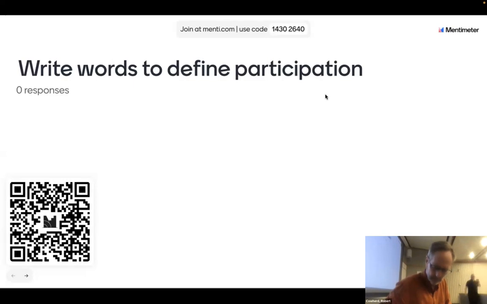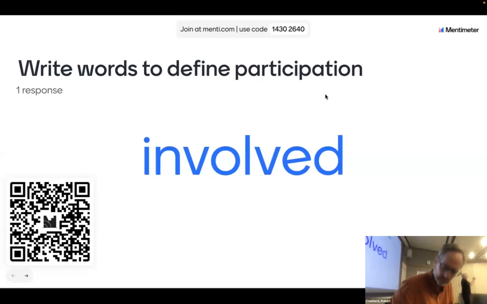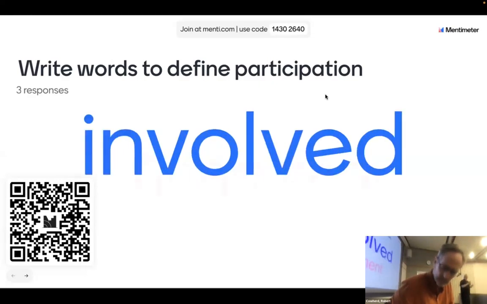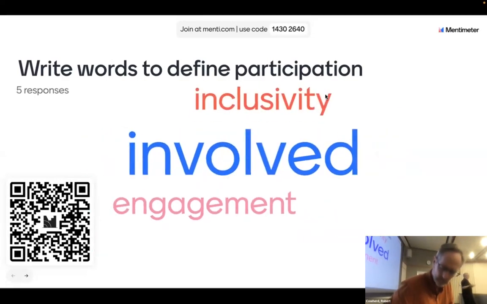So please go to www.menti.com and put in that code or scan that QR code. You can put in any number of words. I just ask you to put just single words, not sentences. And try to spell them well, because we're doing a word cloud together.